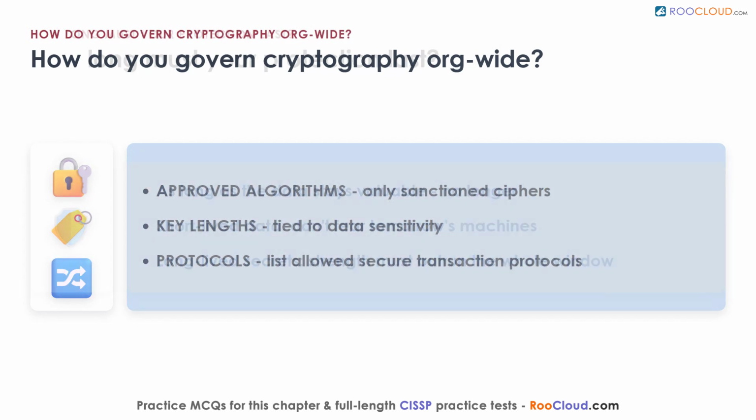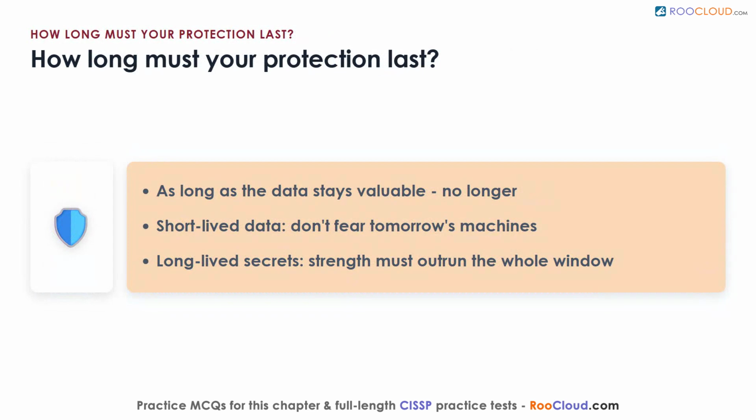How long does your protection actually need to last? Exactly as long as the data stays valuable, and no longer. If you are protecting a plan that executes next week, you need not fear a machine that might crack it a decade from now. But if the information must stay secret for many years, you have to choose strength that will outrun that entire window of advancing technology. Matching the protection to the data's shelf life is the heart of good cryptographic planning. Think of choosing a safe. A day's cache needs far less than documents you must guard for a lifetime.